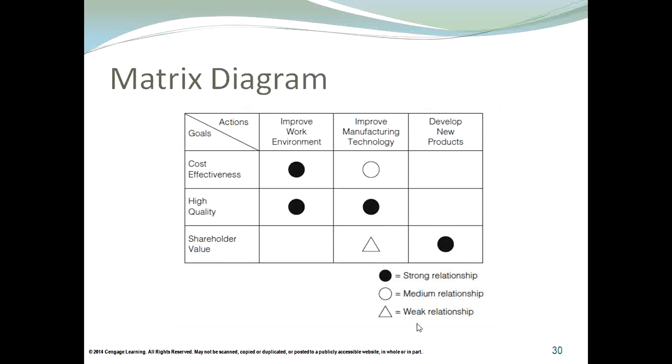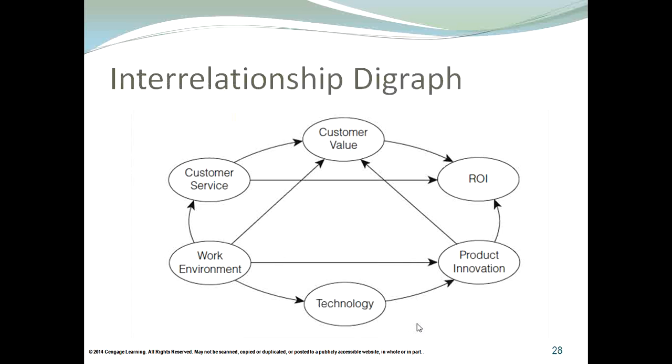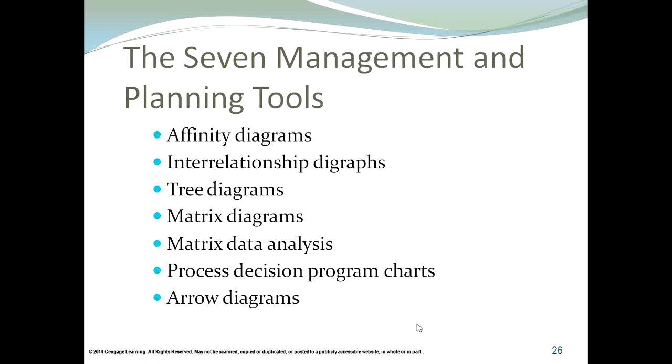Then we have some other areas of metrics that show strong relationship, medium relationship, and weak relationship of the particular work environments, or improve manufacturing technology, or develop new products. The same goes for the matrix for data analysis. These are some of the important points you can remember on slide 6, the 7 management planning tools.